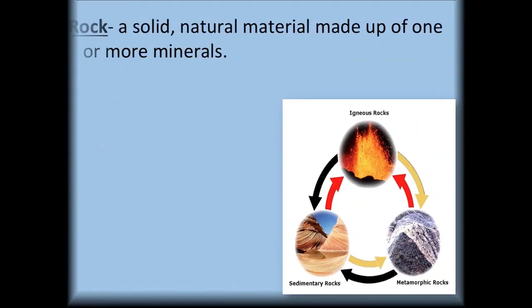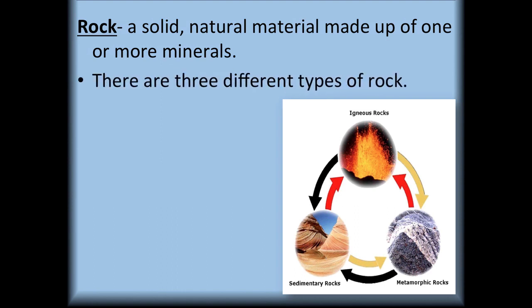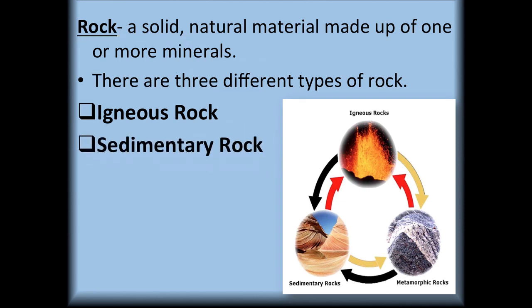Moving on, let's talk about rock: a solid natural material made up of one or more minerals. Minerals make up rock, and we know it must be natural, and it's a solid. There are three different types of rock, as I said before. We have igneous, and then we have sedimentary, and last but not least, we have metamorphic rock.